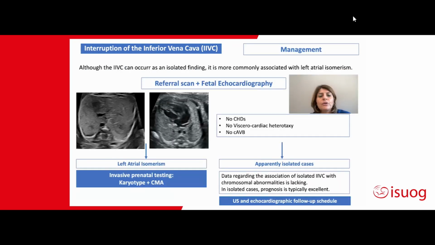Although the interruption of the inferior vena cava can occur as an isolated finding, it is more commonly associated with left atrial isomerism. Therefore, a referral scan with fetal echo has to be performed. The presence of a viscerocardiac heterotaxy and the association with cardiac defects are suggestive of left atrial isomerism.